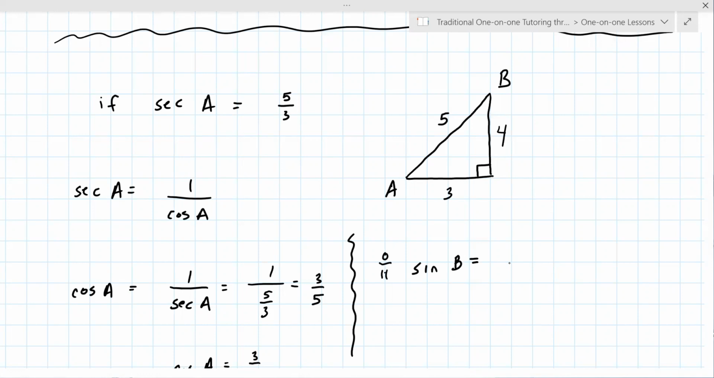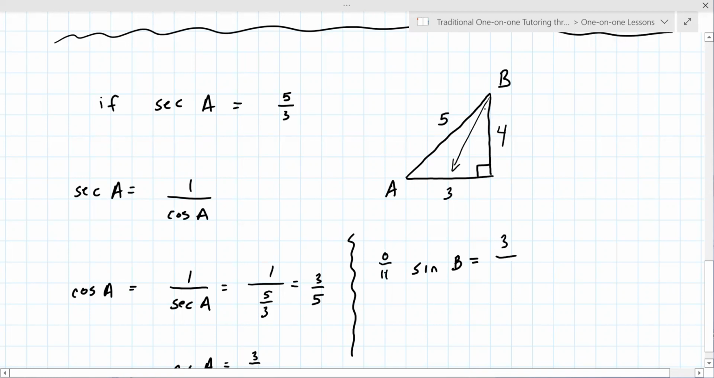Is it 4 over 5? So the opposite of B is this 3. 3 is opposite of B. And the hypotenuse is always the one that's opposite the 90 or the longest side, so 3/5.